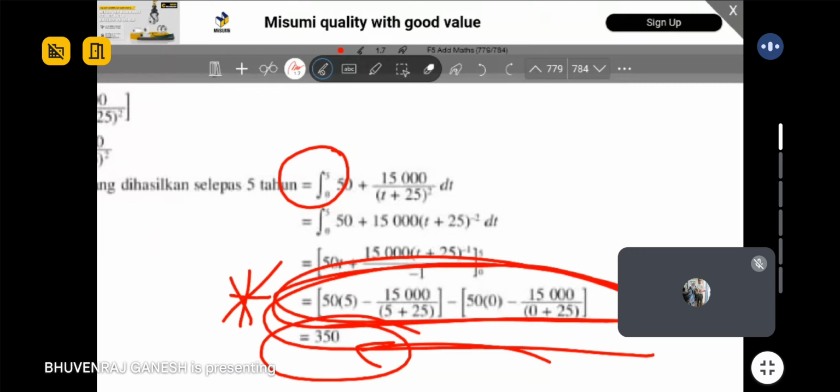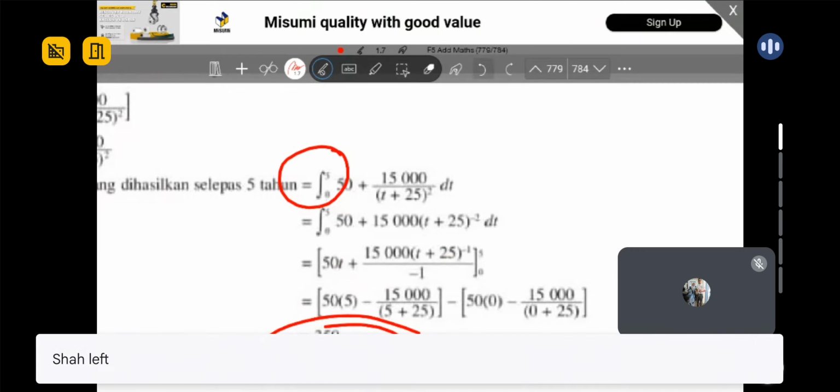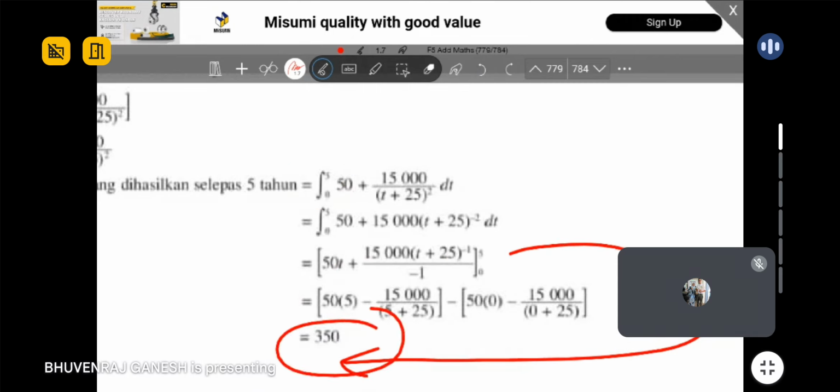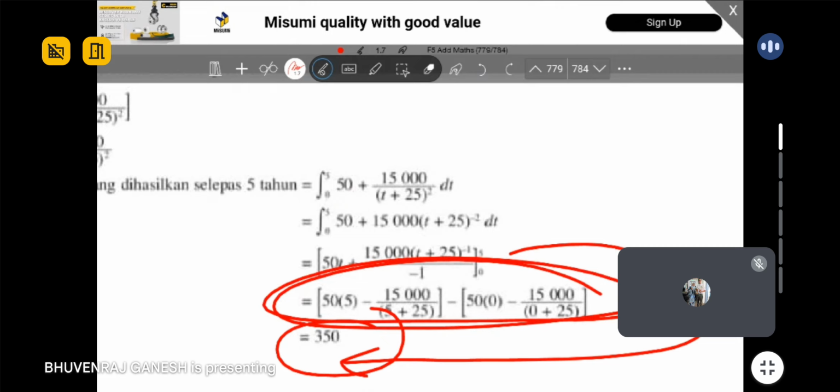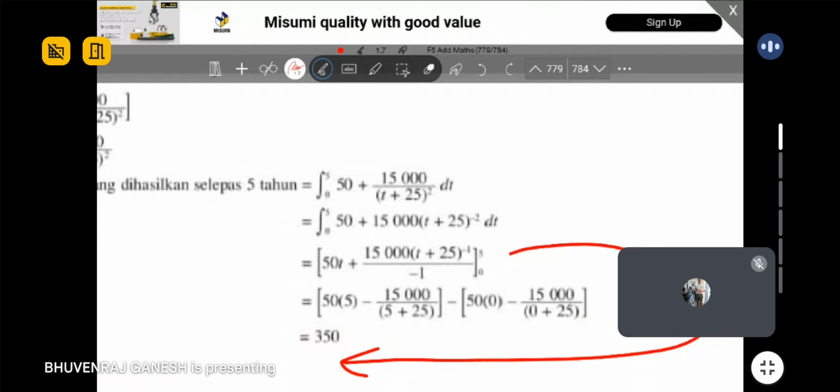Okay, so don't go direct. Ada orang akan buat macam ni. From this step, direct tulis jawapan. Salah. Although your answer correct, jawapan betul, but no this step, you won't get full mark. Kamu tak akan dapat markah penuh. Okay guys, so make sure you know the technique when it comes to AdMaths. Technique is also important a bit.